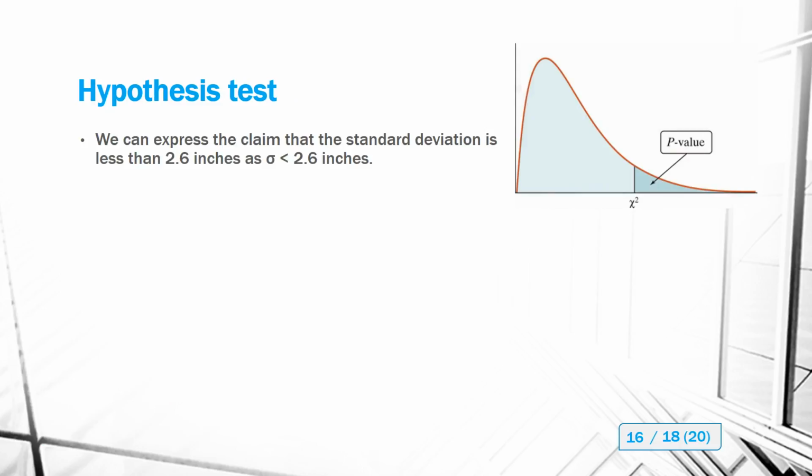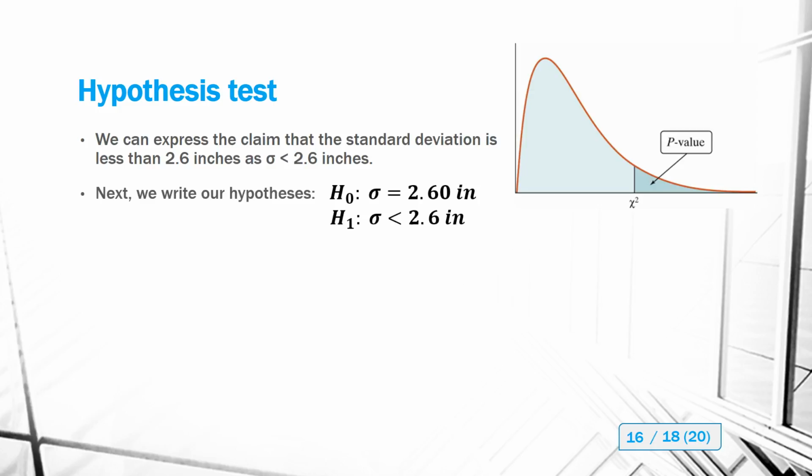We're now ready to proceed with our hypothesis test. First, we can express the claim that the standard deviation is less than 2.6 inches as sigma is less than 2.6 inches. Next, we write out our hypotheses. Our null hypothesis is going to be that sigma equals 2.6, but our alternative hypothesis is going to be sigma is less than 2.6. Notice we're reflecting the claim in the alternative hypothesis.